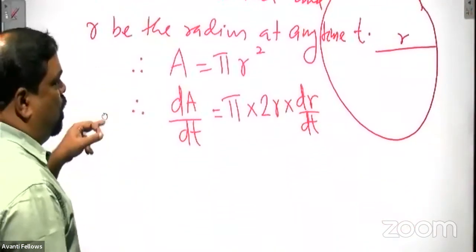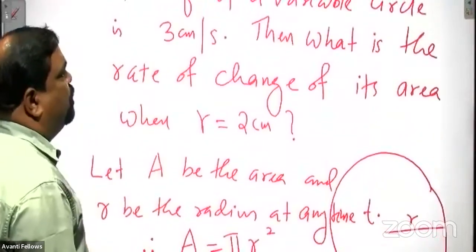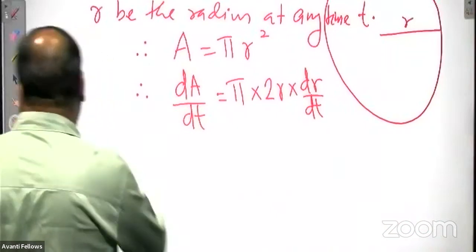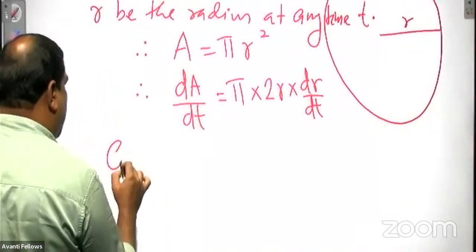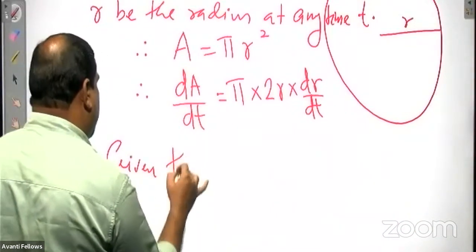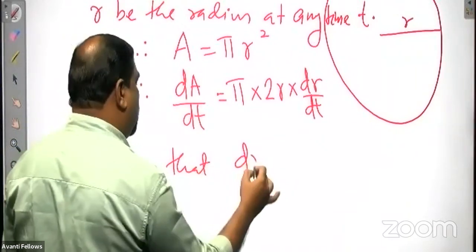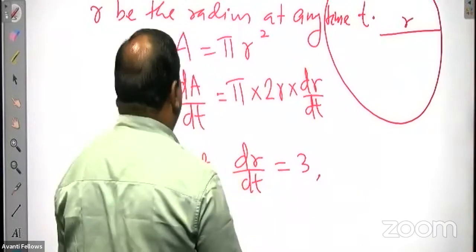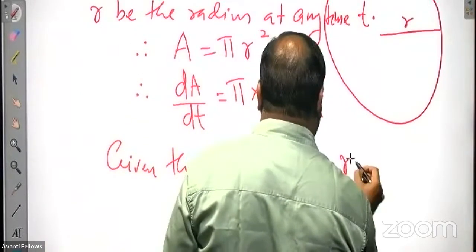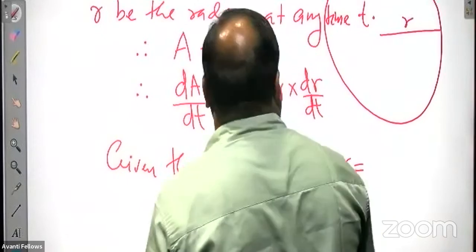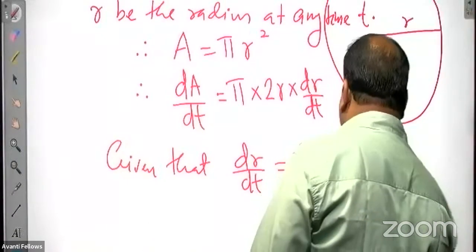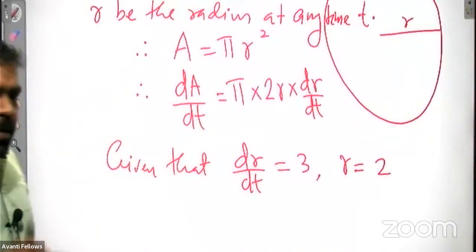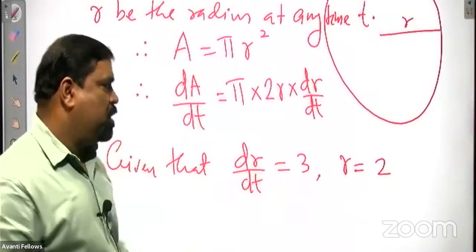So, what is given in the question? The rate of change of the radius is given, 3 centimeter per second. So, dr by dt is given. Given that the rate of change of radius dr by dt is equal to 3, and we have to find the rate of change of area at the instant when the radius is equal to 2. So, r is equal to 2. According to the question, dr by dt is 3 and r is equal to 2. So, just substitute it.